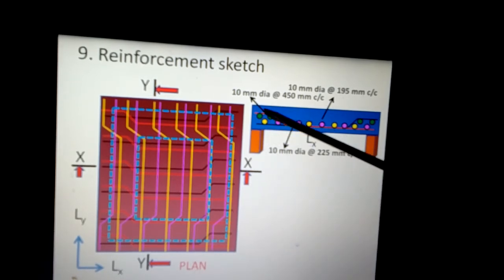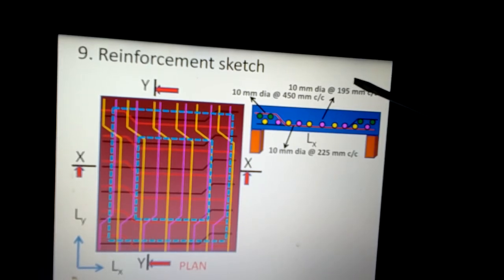So when it is bent up, then this spacing is doubled. So 10 mm diameter bars at 450 mm center to center are the bent up bars on this support, and similarly on this support. So both the red and black bars have this spacing. Similarly, both pink and yellow bars have this type of diameter and spacing.